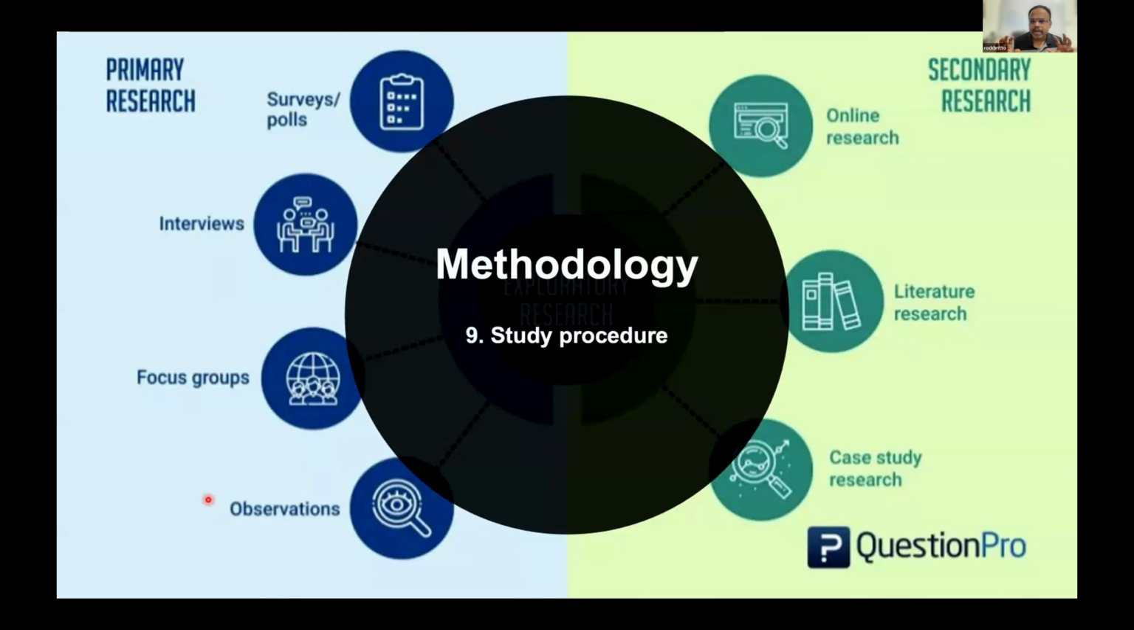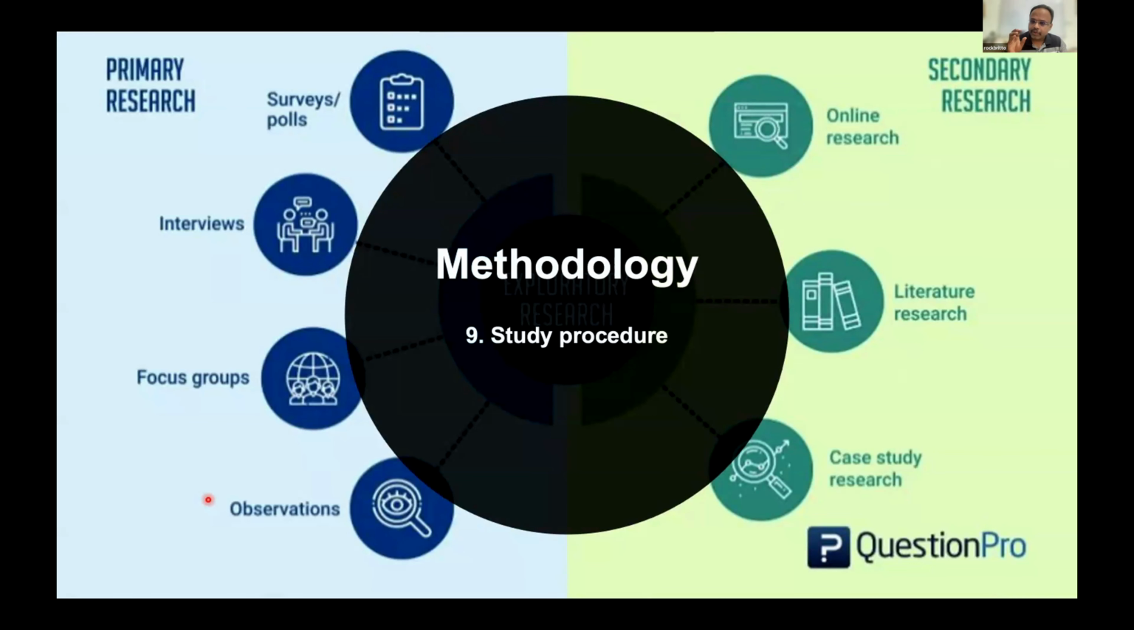We have primary research and secondary research. Most of the time, for your PG thesis, the mandatory research is primary research only. It can be either surveys or polls, interviews, focus groups, and observations. So interviews are the data collection which you do from the patient. That is the primary research.